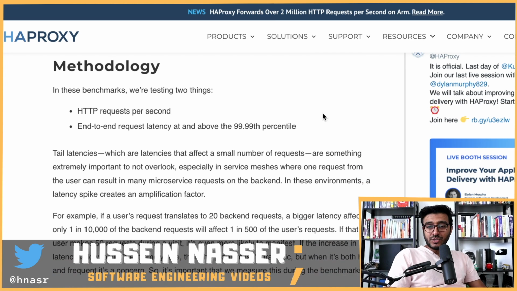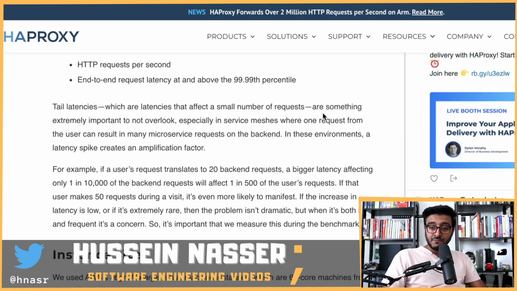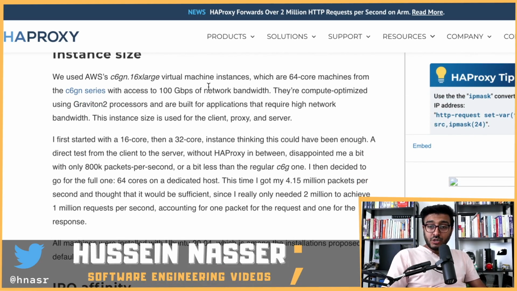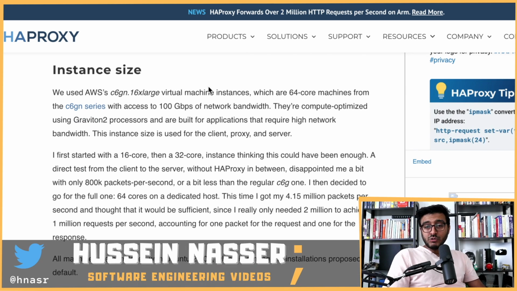Methodology. All right, so in this benchmark, we're testing HTTP requests per second and end-to-end request latency at the 99.99 percentile, which I talked about here. Here they talk about the instance size. We used AWS C6gn 16xlarge virtual machine instances, which are 64-core machines from the C6gn series.